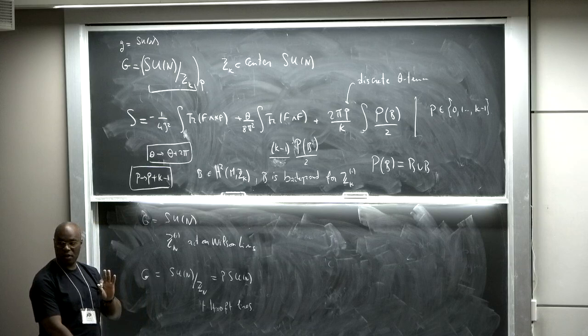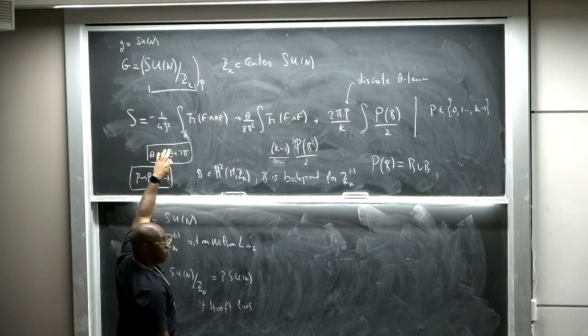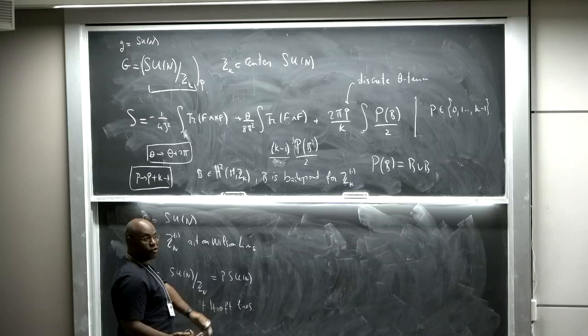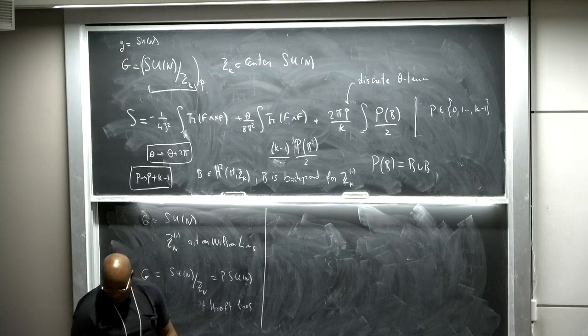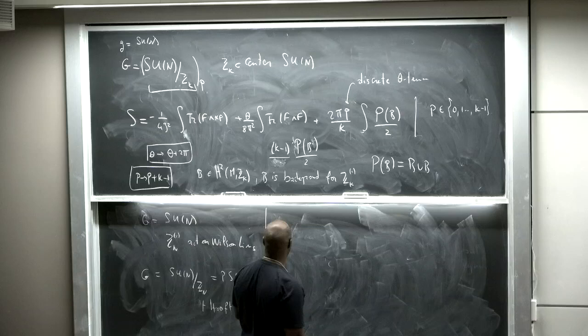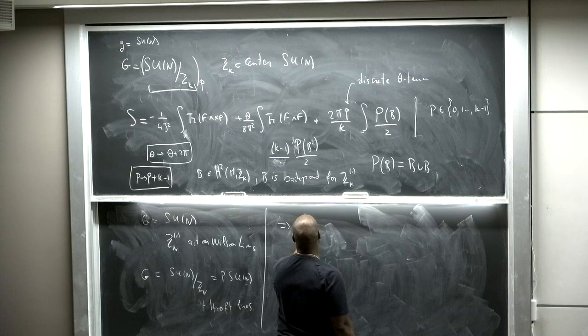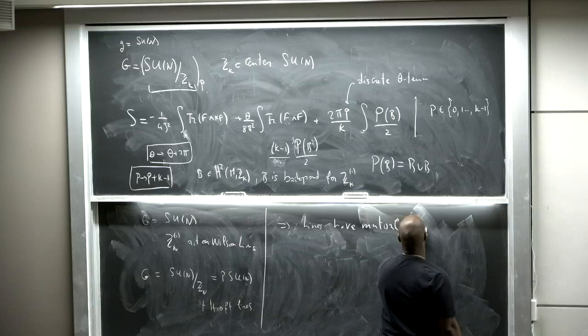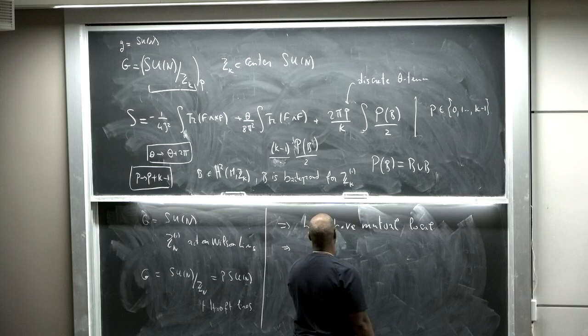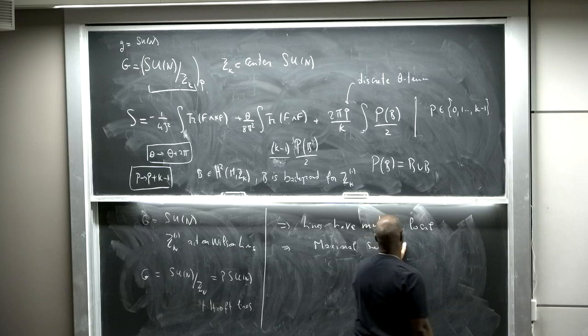But if you go in between, where you don't gauge the full center symmetry but something else in between, then you have a more interesting structure of lines which can be dyonic. And in particular, the condition that you want to pick for your lines is that your lines have to be mutually local, and your choices correspond to picking a maximal set of mutually local lines.